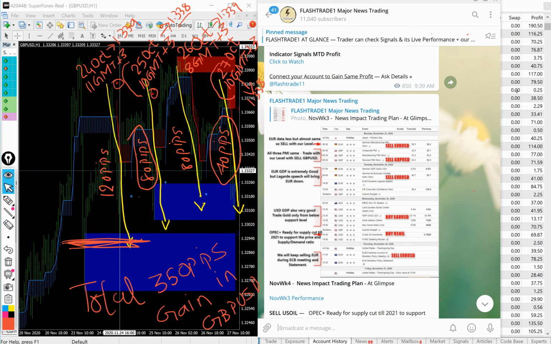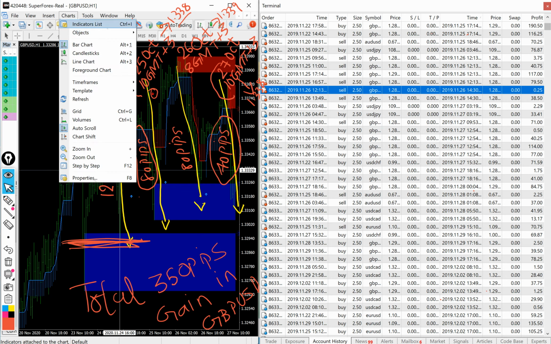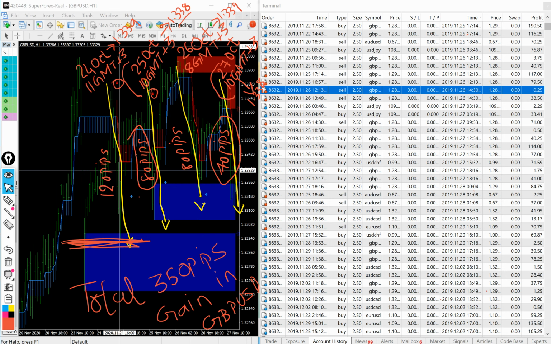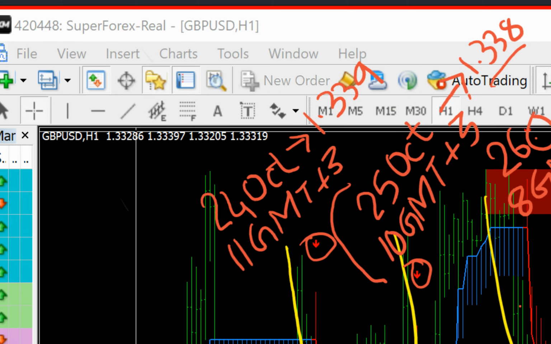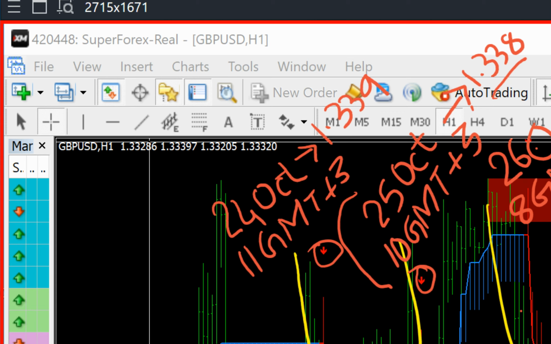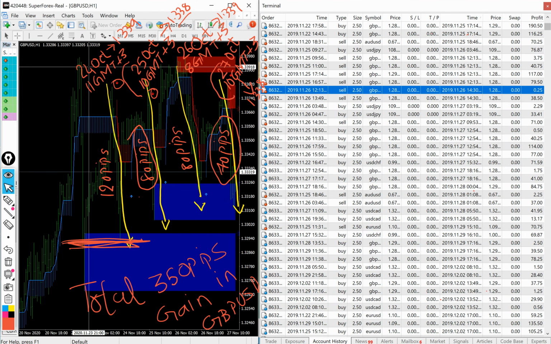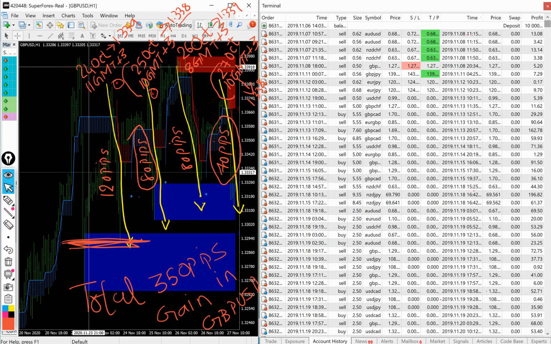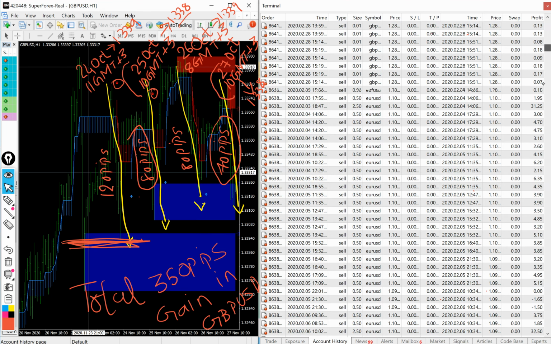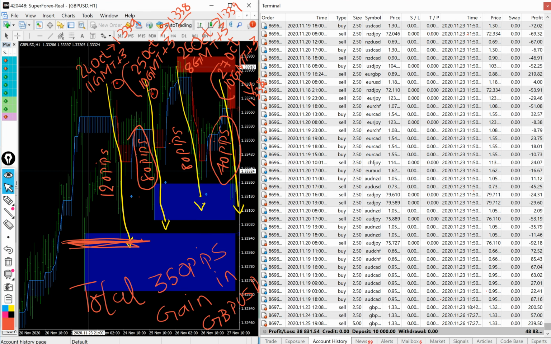We'd also like to show you one of our real accounts. I've been posting this account for 12 months. It is the 420448 SuperForex real account. The investor password of this account I will also add in the description, and we are updating this account for 12 months. I'll go into the account history where the deposit was 10,000.